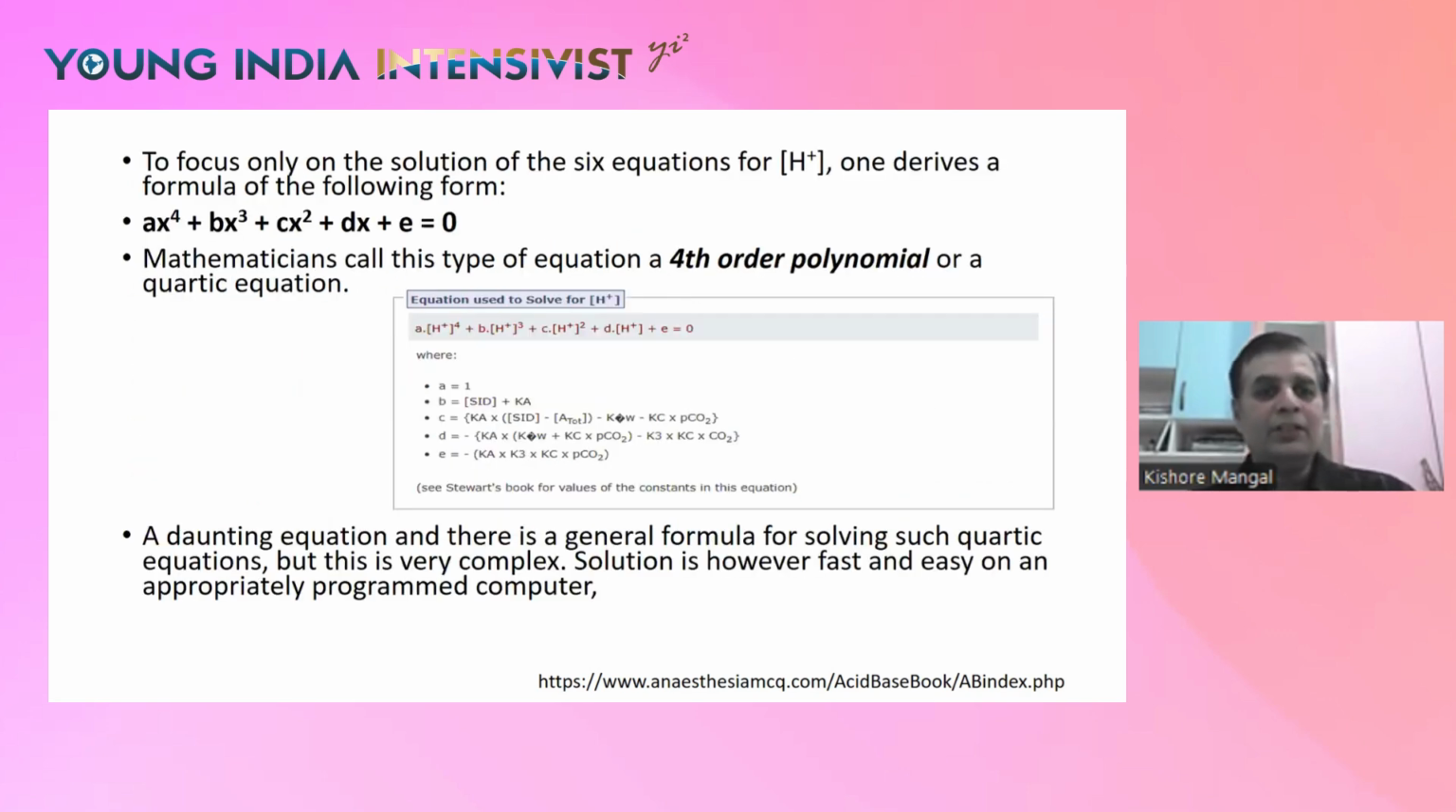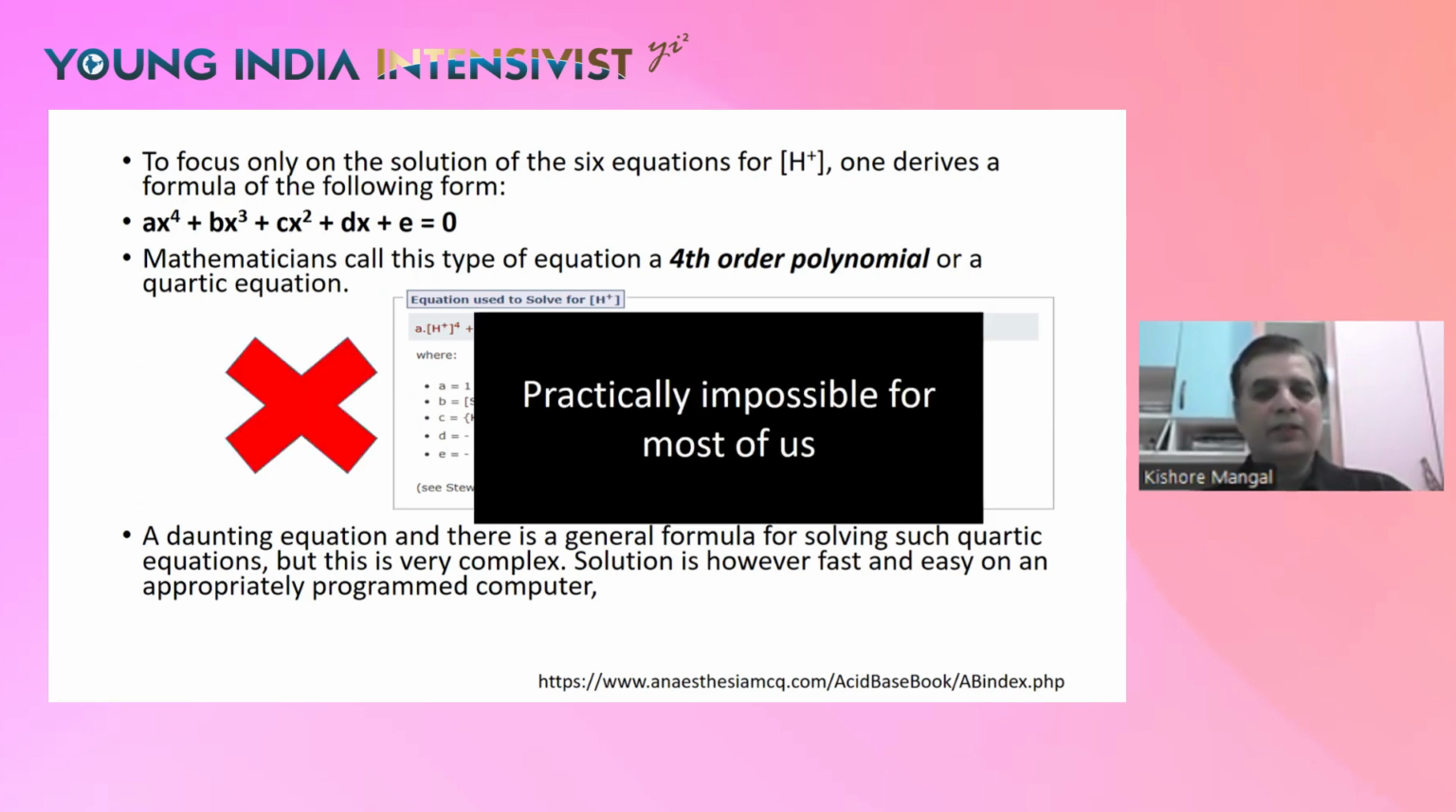And if we look into the further equation solution, it is very, very difficult. We see here that there is a fourth order polynomial equation, which is very, very difficult or practically impossible for most of us. We cannot solve it, especially by hand. We need computer support. So should we stop Steward's application? Should we stop this analysis?